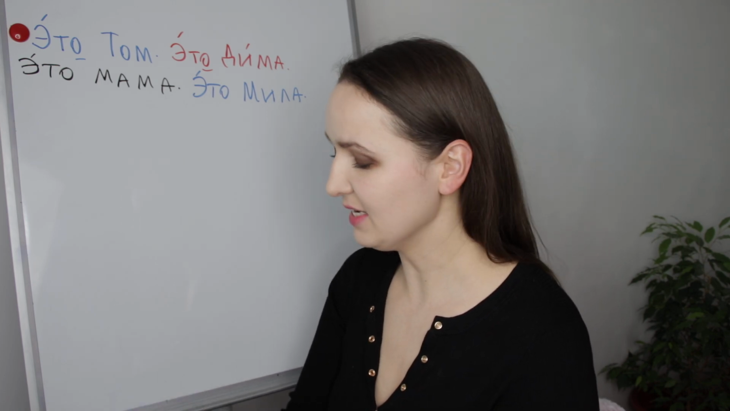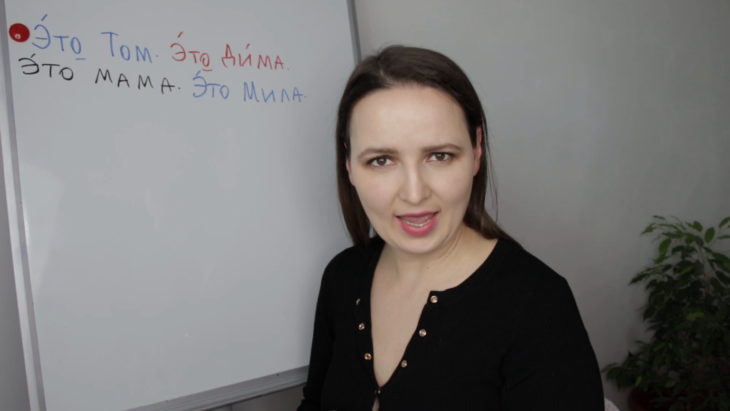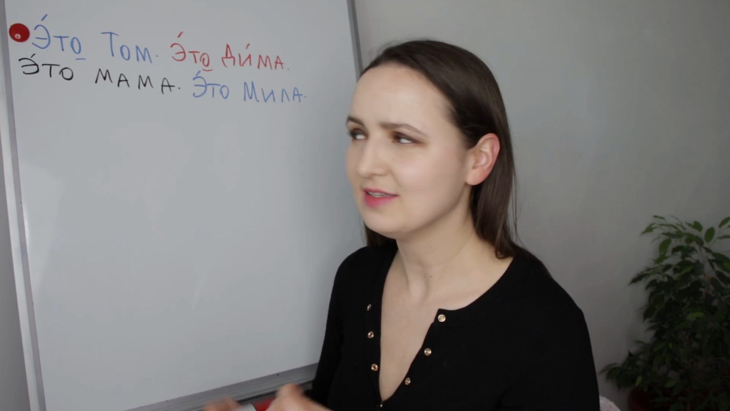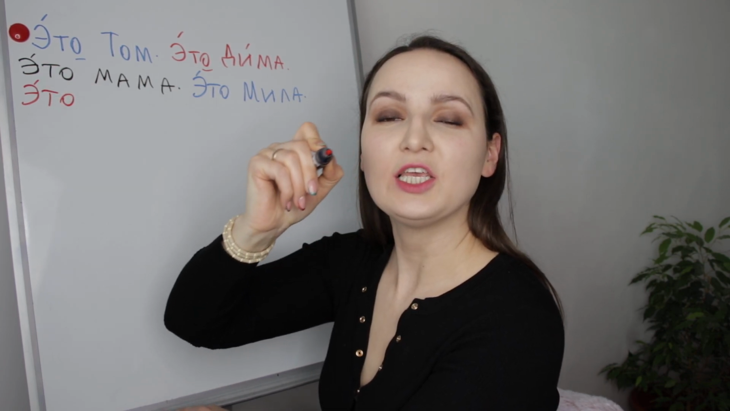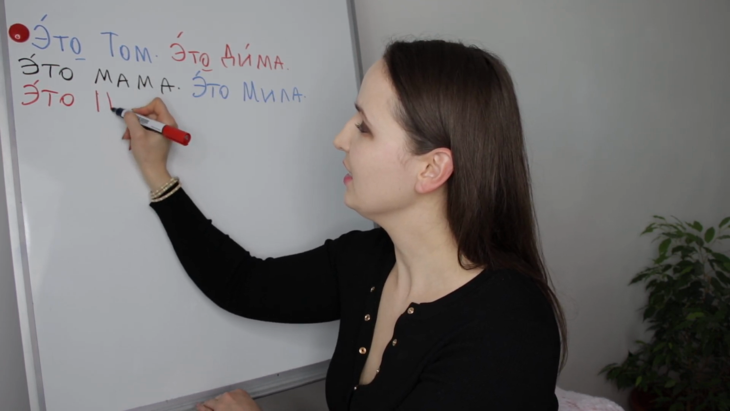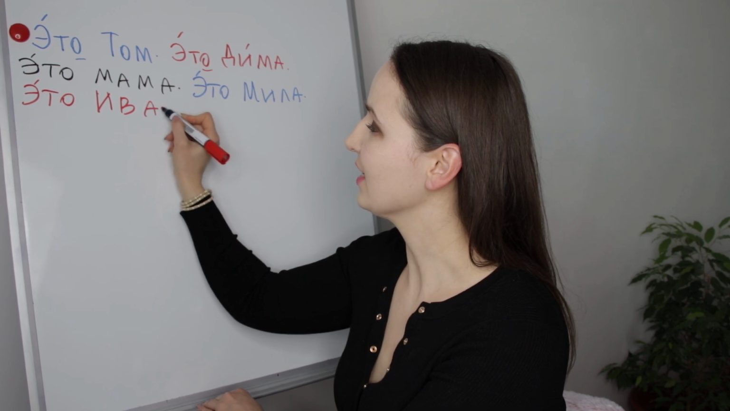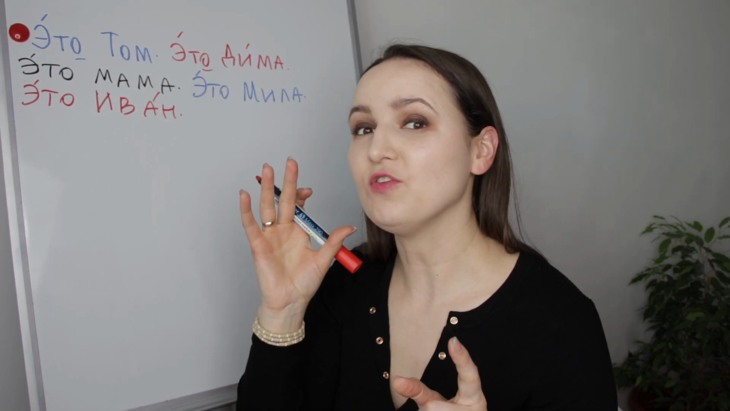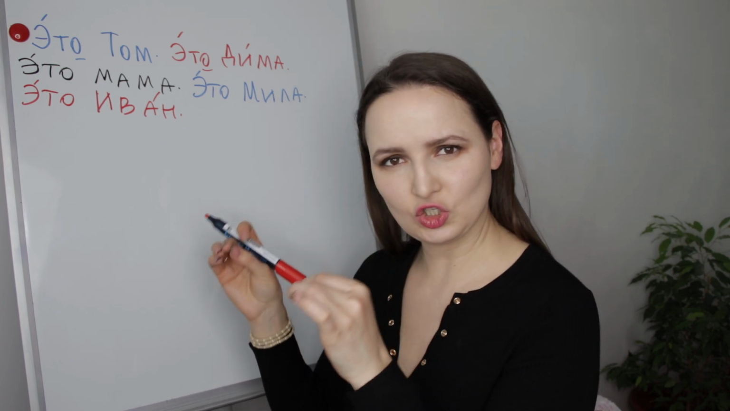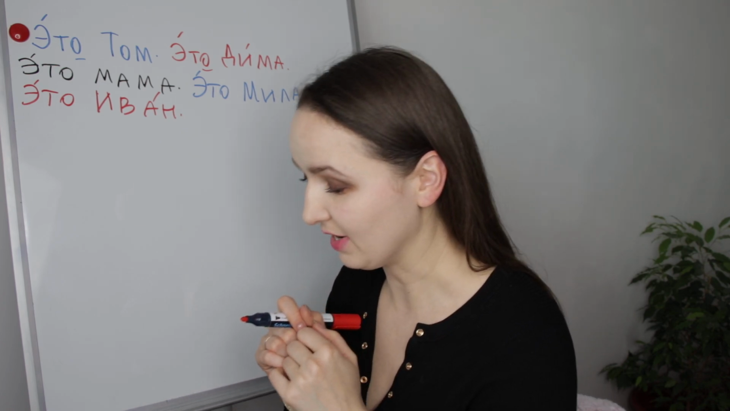Отлично. Молодцы. Дальше. Это Иван. Это Иван. This is John. John in Russian is Ivan.